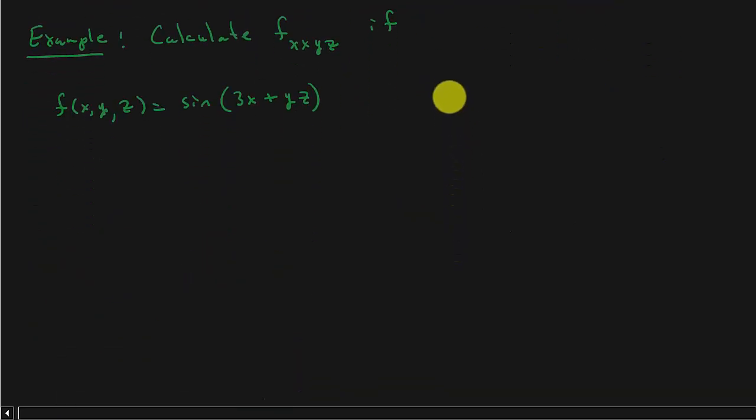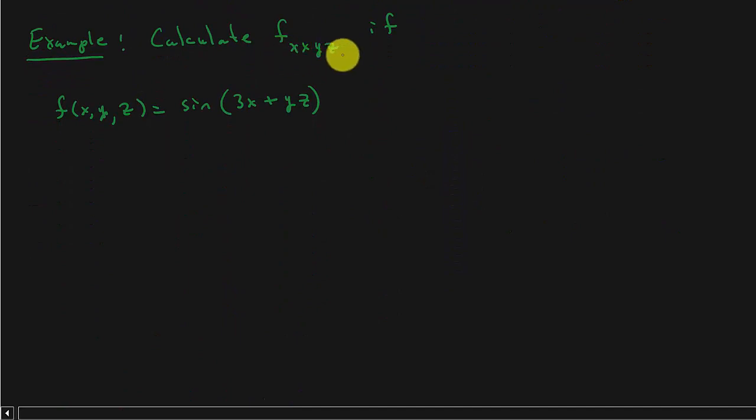All right, so here's one, and it's given us a nice little trail to follow. So let's do that and see what we get. The first thing, we're going to take the partial with respect to x. So x is our variable. So the derivative of sine is cosine times the derivative of what you're taking the sine of. So the derivative of 3x is 3. Remember, x is our variable, everything else is a constant, so the derivative of this is 0.